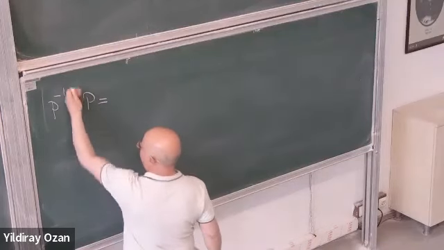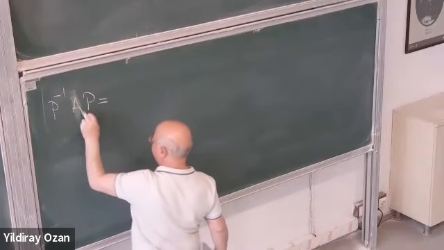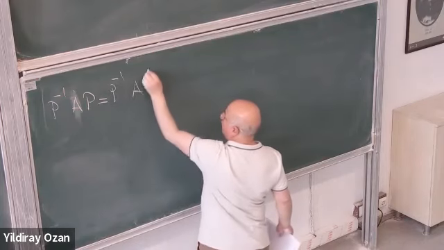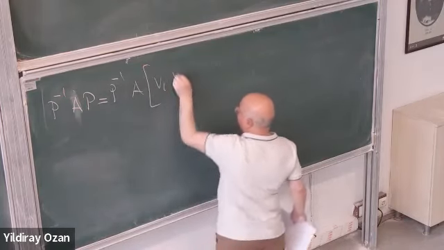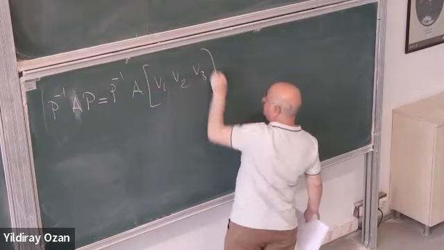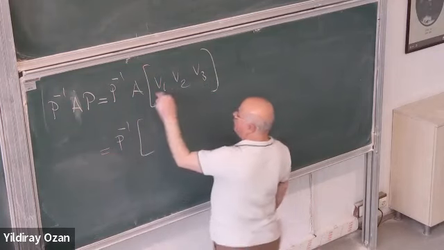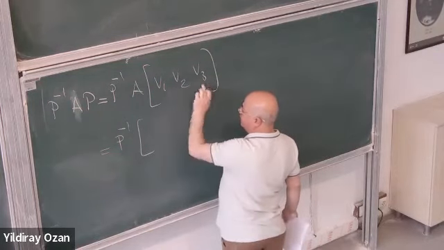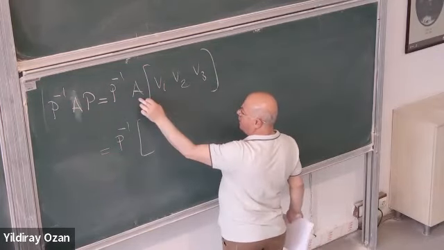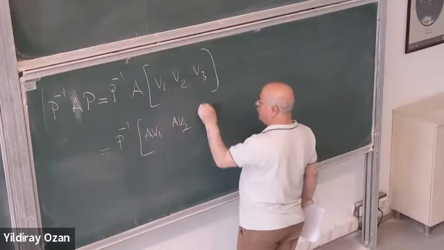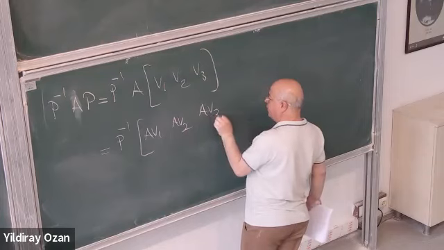Pardon. P, A, P equals D. Why does it equal P? Look, write B1, B2, B3 instead of A, P. So, when you multiply these columns by A, you get A times V1, A times V2, A times V3.